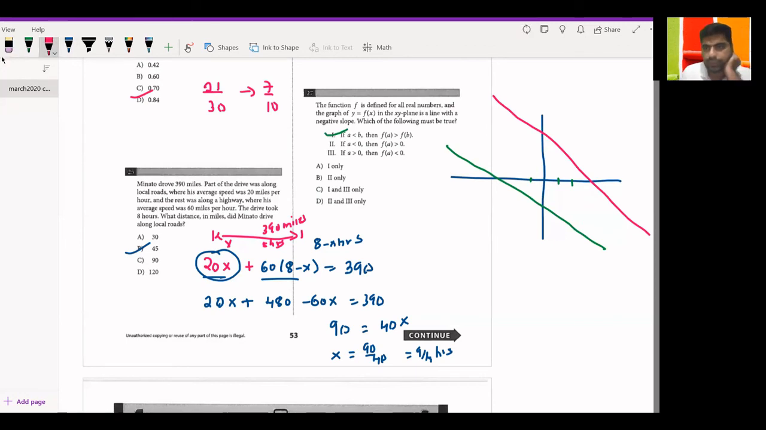If A is less than 0, so A is somewhere here, f of A is greater than 0? No, f of A is here, which is less than 0. If A is greater than 0, f of A is less than 0? If A is greater than 0, it's here, let's say. f of A is not less than 0. It doesn't work, so 1 only. Let's go up to 26.